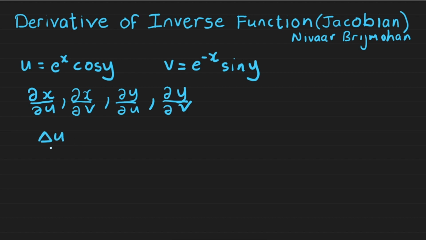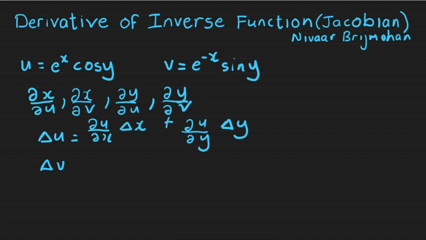So we will start off with the function differential as we've been expressing it thus far. We would say delta u is equal to ∂u/∂x multiplied by delta x plus ∂u/∂y times delta y. And we would do the same with v as well. We would say delta v is equal to ∂v/∂x multiplied by delta x plus ∂v/∂y times delta y.